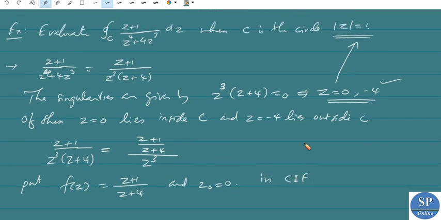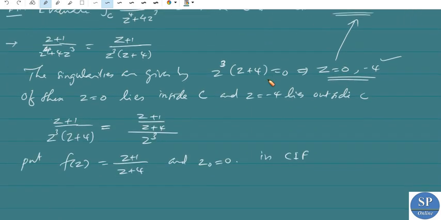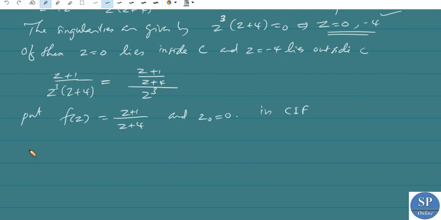That means in Cauchy's integral formula, the conditions are satisfied because this function is analytic inside and on C, because the only singularity is at z equal to minus 4, and z equal to minus 4 lies outside C. So we are taking only this as our f of z, right?